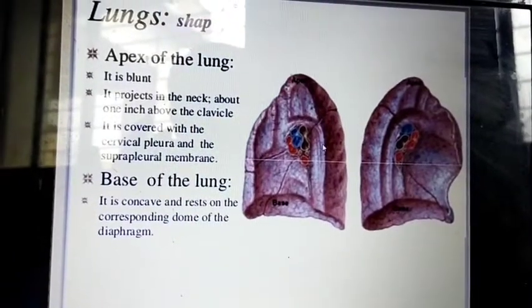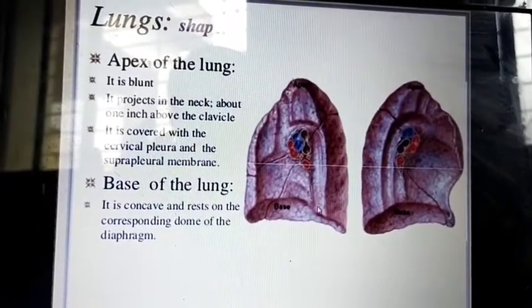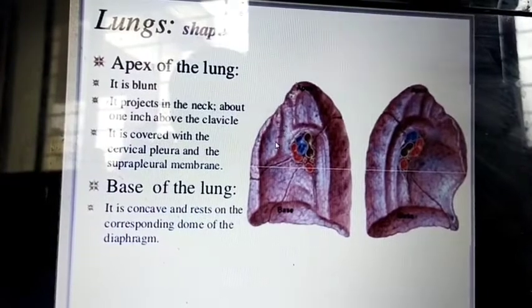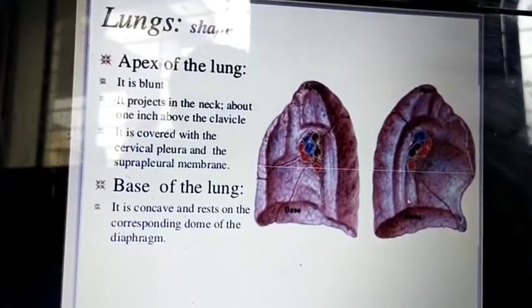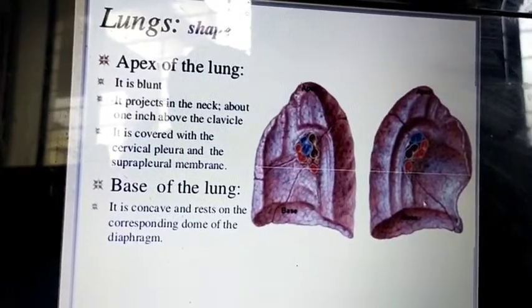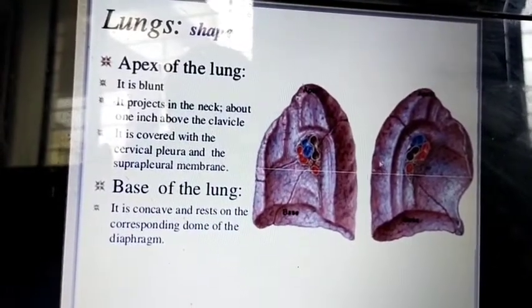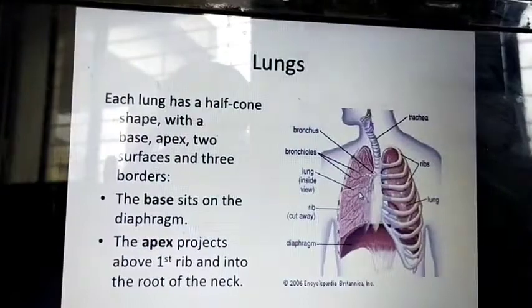This is the left lung and this is the right lung. Why is it the right lung? You can see the 3 lobes, 1, 2, 3. And this is the left lung because it has only 2 lobes, and this is the cardiac notch. Okay, you can go for the next slide.